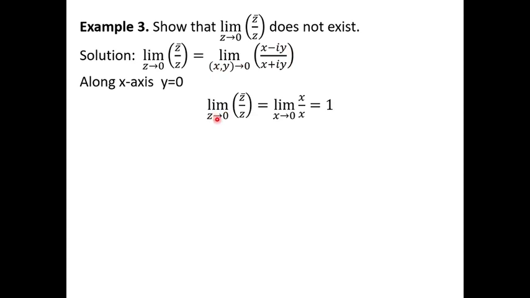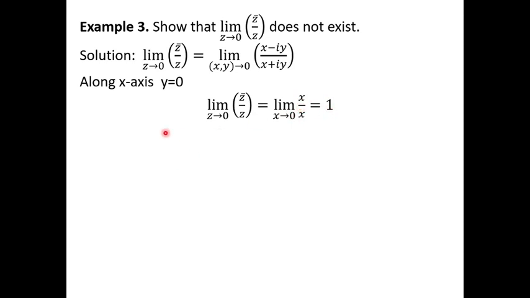Z tends to 0 means x tends to 0, and in the x-axis y is 0. Put y equal to 0: x minus 0 divided by x plus 0. Here x gets cancelled. The function is 1. Therefore, limit x tends to 0 of 1 is 1.